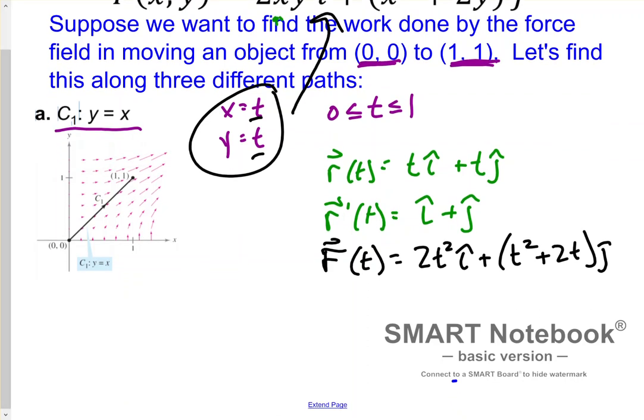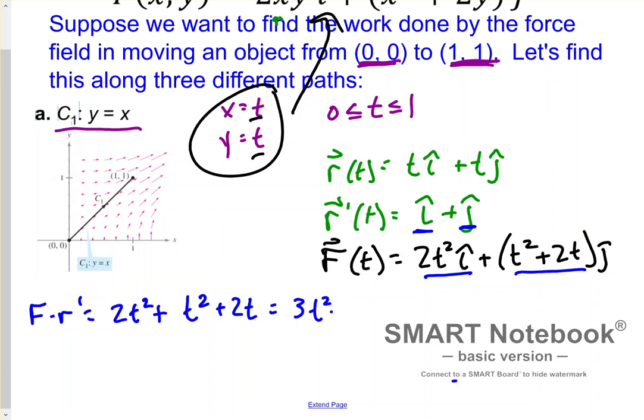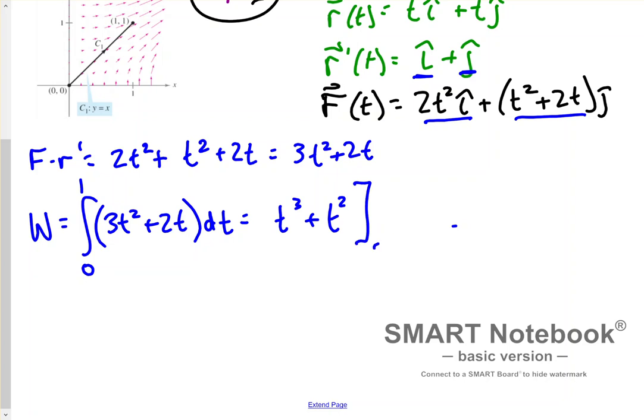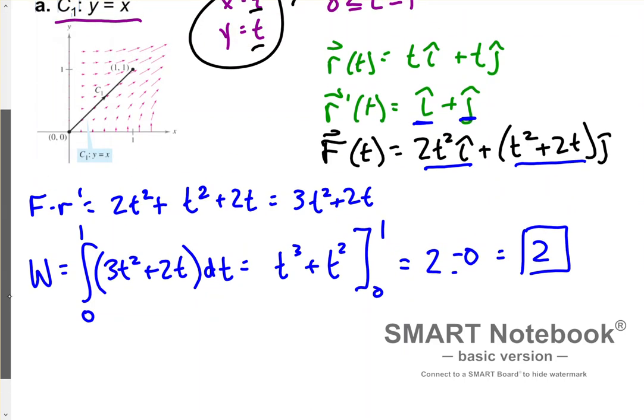Okay, so work is the integral of the force dot r prime. So I'm going to find that dot product next, and then I'll find the integral of that. If I dot product those, I multiply their i components together, which gives me 2t squared, plus I multiply their j components together, which gives me t squared plus 2t. That simplifies to 3t squared plus 2t. So then work is the integral of this. I already figured out my t-bounds were 0 to 1. I integrate that and get t cubed plus t squared from 0 to 1. I plug in 1, I get 2, minus if I plug in 0, I get 0. So the work done to move an object through this field from (0, 0) to (1, 1) is 2.